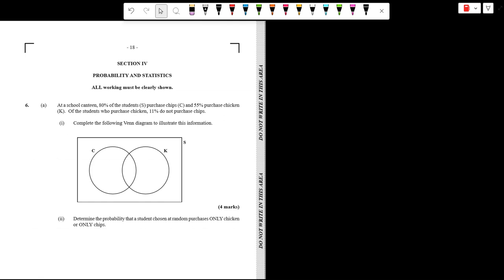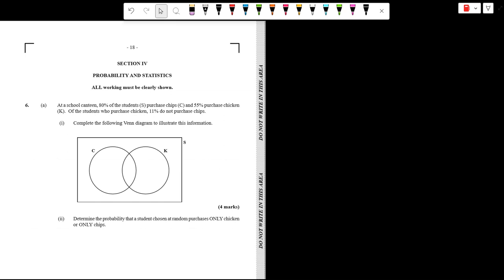In this session, we will continue to look at solutions to past paper questions from CSEC Additional Mathematics. We'll be looking at question 6 from 2022. So paper 2, 2022, question 6 from section 4, which deals with probability and statistics. All right, so let's begin by looking at this question.